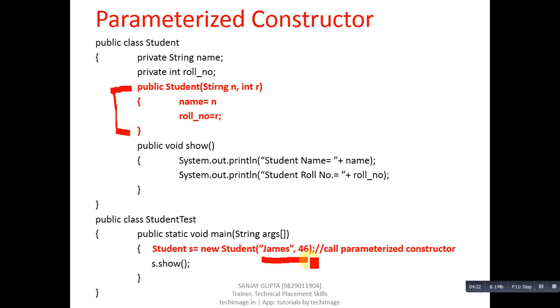So if we declare more than one object of the student class, then we can pass different values with the help of the parameterized constructor. So the difference between default and parameterized constructors is: a default constructor initializes each object with the same values, but in the case of a parameterized constructor, we can pass different values to each object.